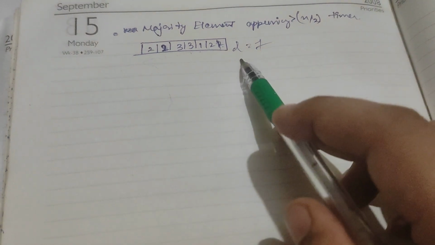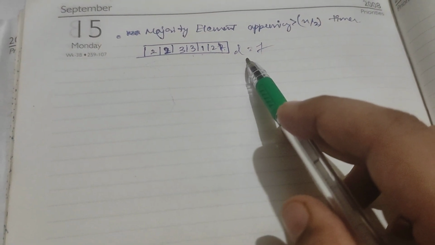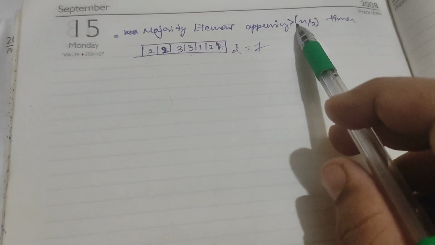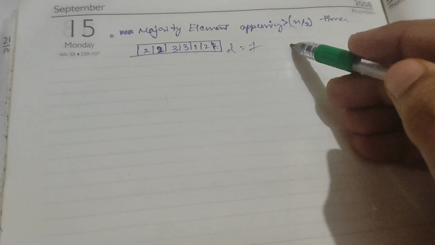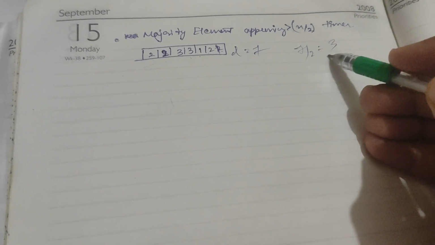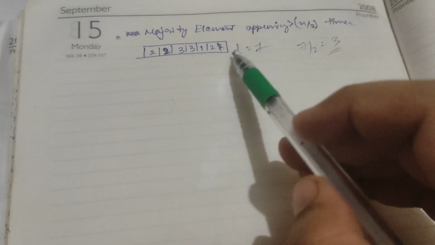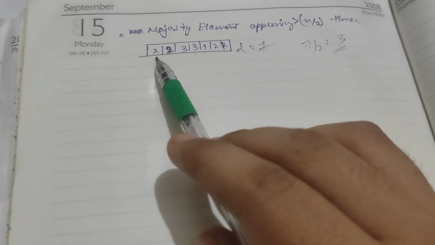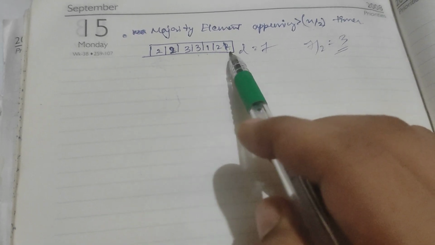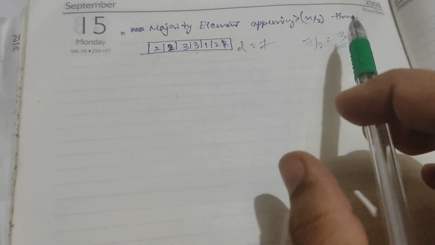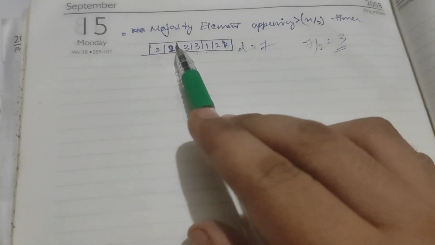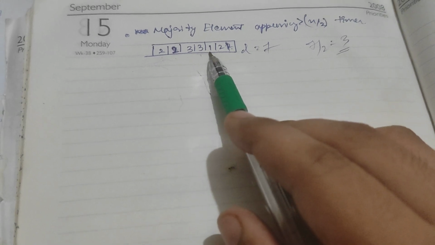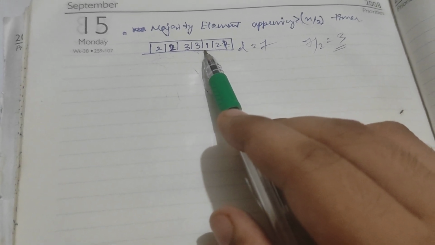We are given an array of length 7 and we have to find an element which is appearing more than n by 2 times, that is 7 by 2, which is 3 times, so more than 3 times. Clearly by observation, we can see that 2 is appearing 4 times, which is greater than 3. And 3 is appearing 2 times and 1 is appearing 2 times.